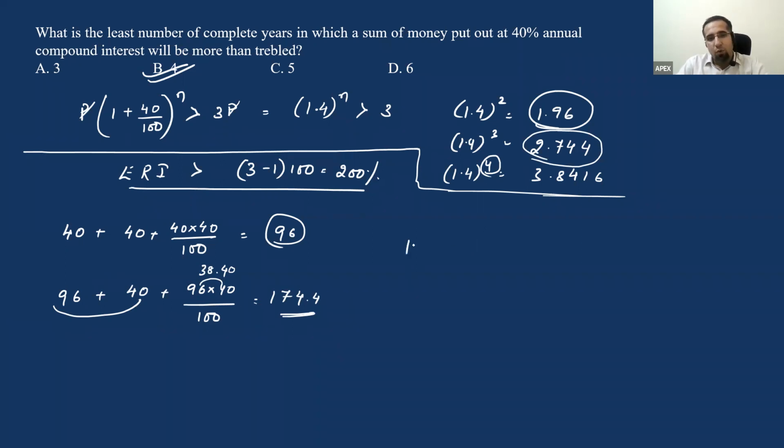Now, finally, 174.4 plus 40 plus something. We know that 174.4 plus 40 is 200 and above. Clear? So I need not calculate beyond this. So therefore, I can directly say that it is 4 times directly. So both the methods are there. You can pick up any one of them that you want. If you want to use calculator, the first method, or if you want to go with the normal method, you can go with the second method also.